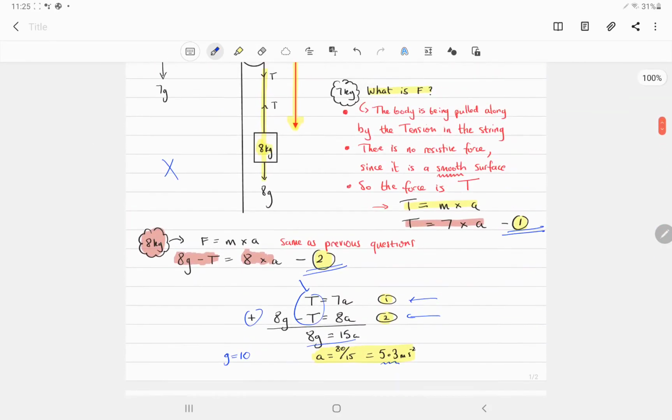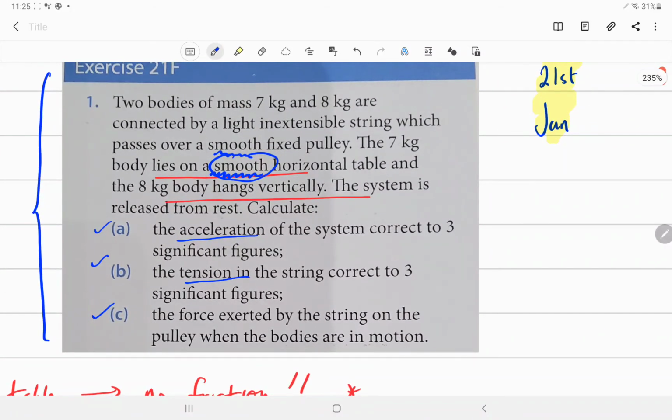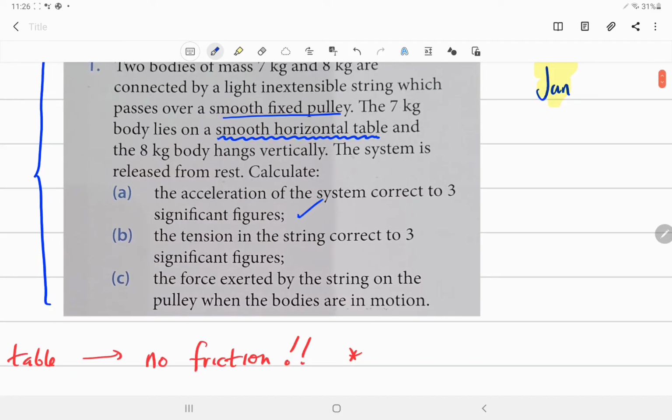So there's our three types of question, A, B, C. So key bits of information. There's our smooth fixed pulley, just like before, but now this is the new bit of information, a smooth horizontal table, no friction. We need the acceleration, we need the tension, and this is new. We have to perform Pythagoras to get the resultant force on the pulley.